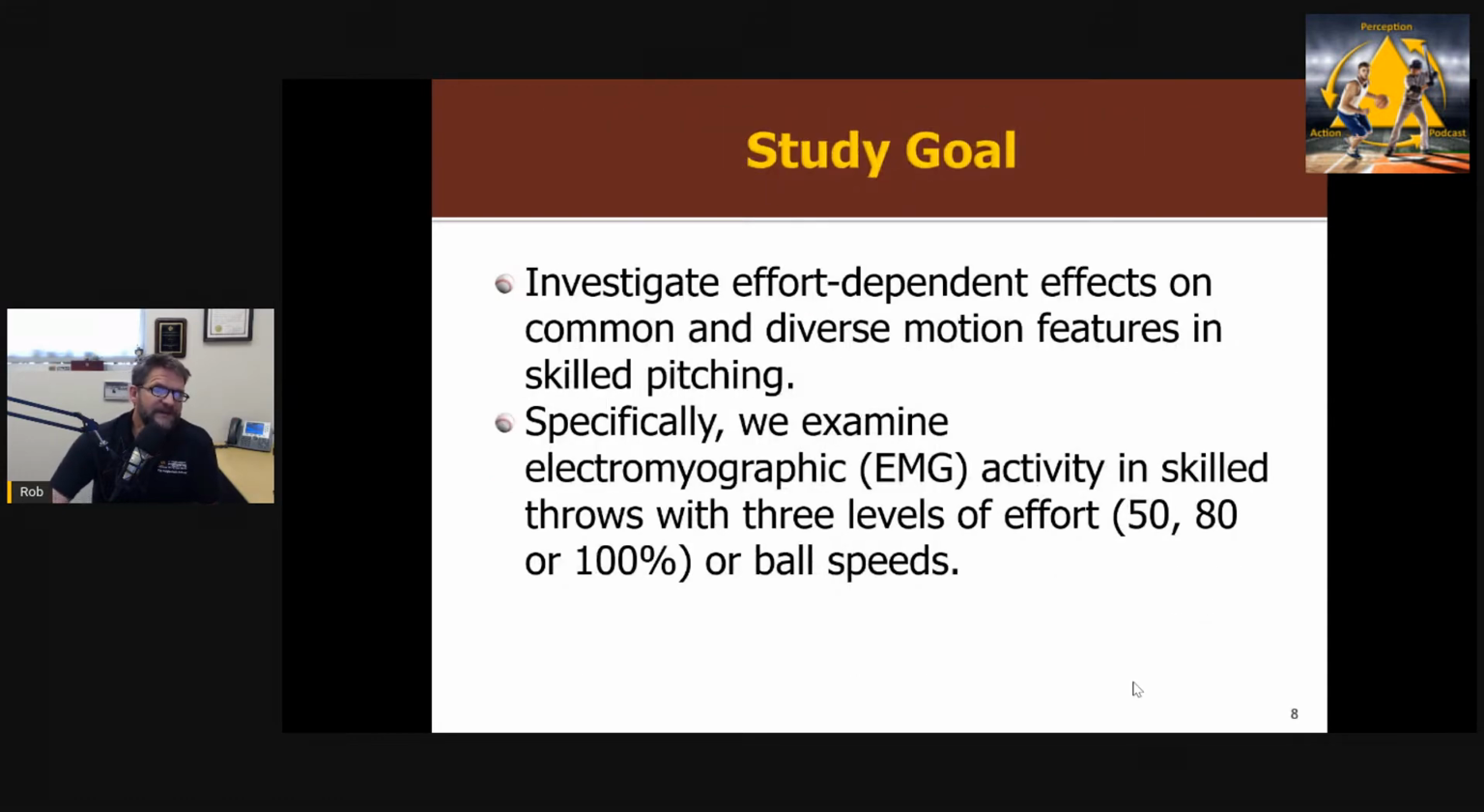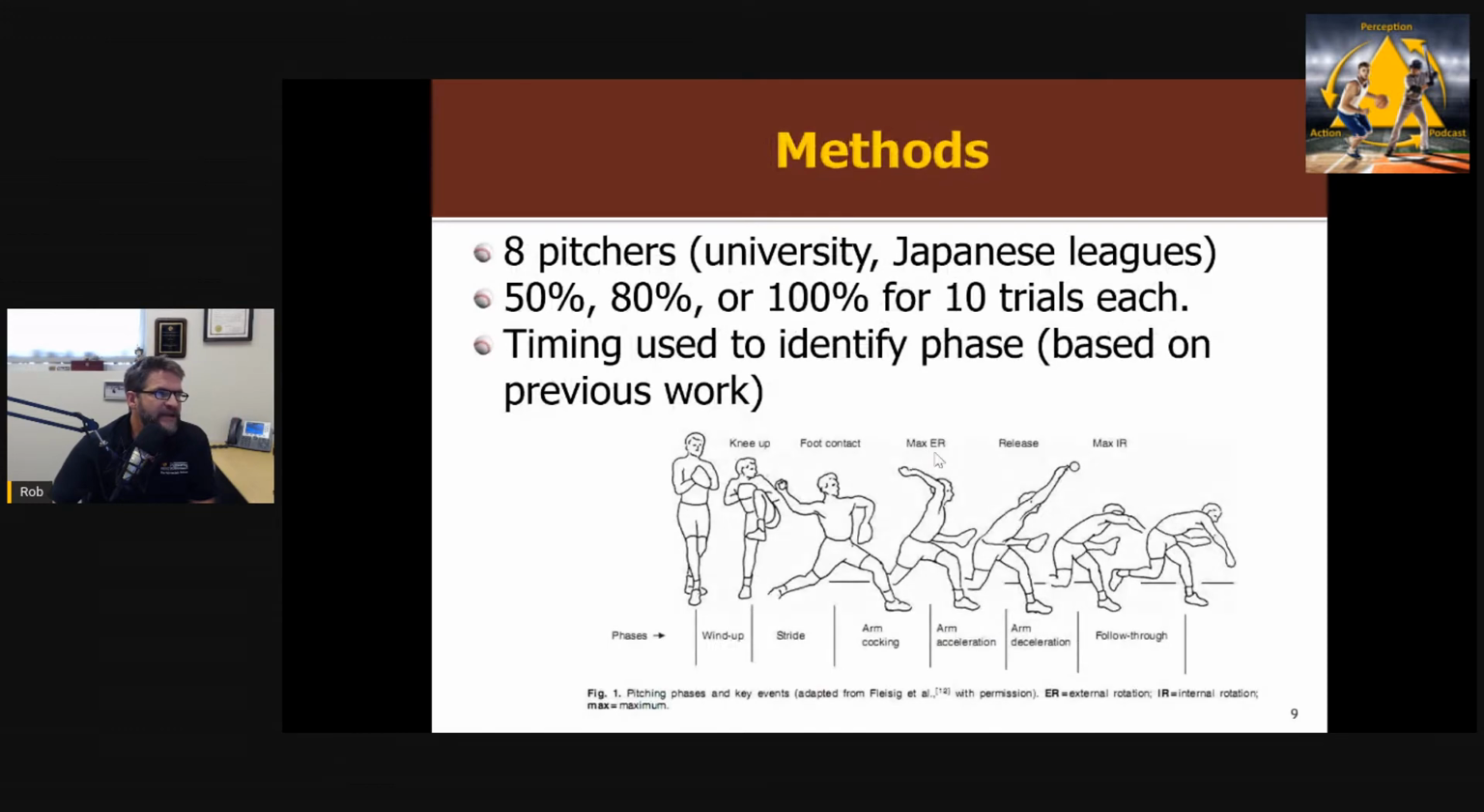So what they wanted to do in this study was to look at how the invariant and variant properties, what they call common and diverse motion features, change in pitching as we asked you to increase your effort. And what they did was they used EMG. They had pitchers throw at 50, 80, and 100% of their effort, and they used 8 pitchers from university leagues or Japanese baseball leagues. So they were kind of skilled, experienced pitchers, but not at a super high level, you might say.